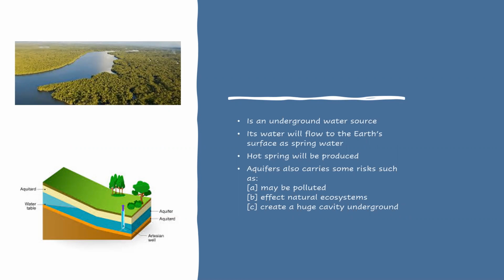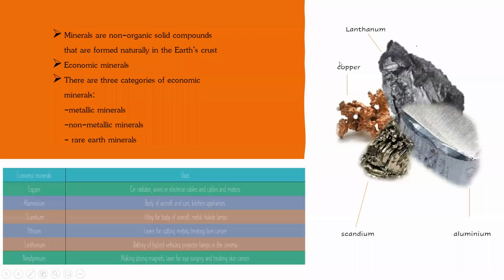Aquifers also carry some risks, such as the underground water may be polluted by chemicals and disease-causing microorganisms. Extraction of underground water will cause nearby resources to be dried out and affect natural ecosystems. And lastly, excessive harvesting of groundwater will create a huge cavity underground. The cavity can become unstable and can cause a depression or a hole. Wow, that's dangerous.